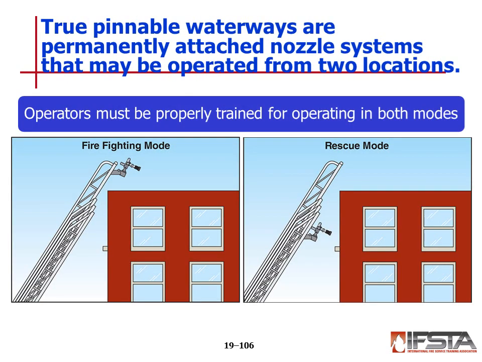True pinnable waterways are permanently attached nozzle systems that can be operated from either the tip of the aerial or one section lower. Operators of pinnable waterways must be properly trained and have full knowledge of the proper procedures for safely operating in both firefighting and rescue modes. Firefighting mode is when the master stream nozzle is at the tip of the aerial. Rescue mode is when the nozzle is one aerial section lower.